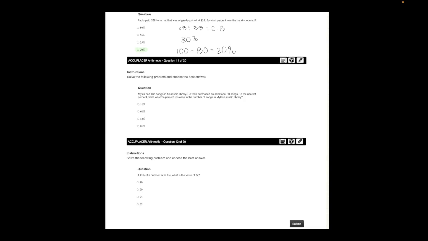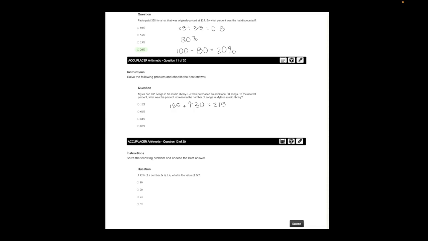Miles had 185 songs in his music library. He then purchased an additional 30 songs. To the nearest percent, what was the percent increase in the number of songs in Miles' music library? Okay, so he starts off with 185 songs, and then that increase is 30 songs. So then he is left with a total of 215 songs.